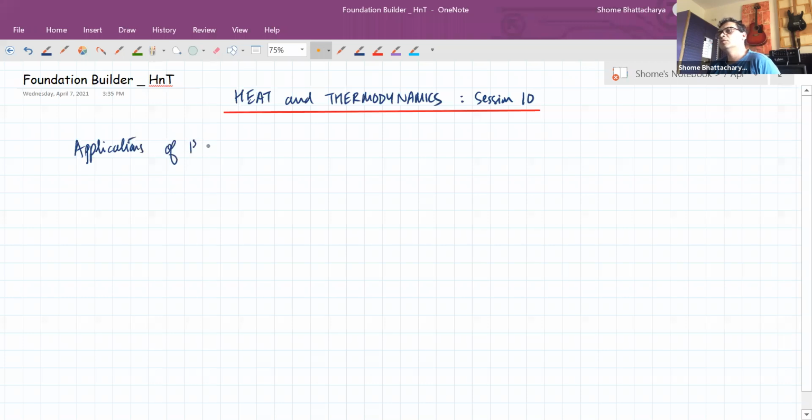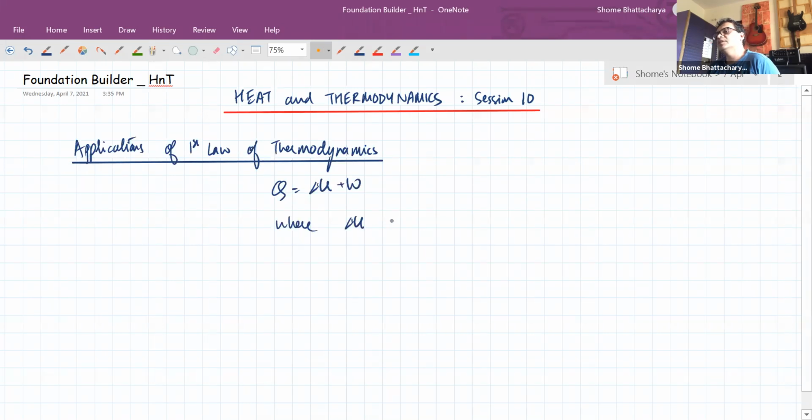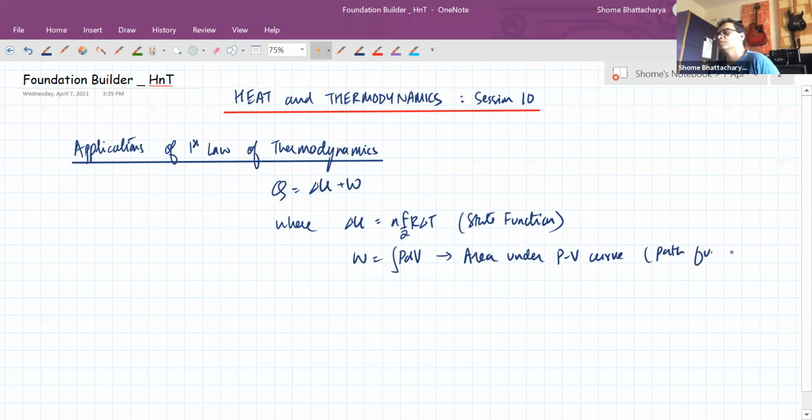So from the applications of the first law of thermodynamics, let us take a quick recap of the various named processes that we have seen. In general, we know that Q is equal to delta U plus W, where delta U is given by the general formula. So this is the state function. W is the integration of P dV, or area under the PV curve, which is a path function. And Q in general we can say is nC delta T, which is also a path function.